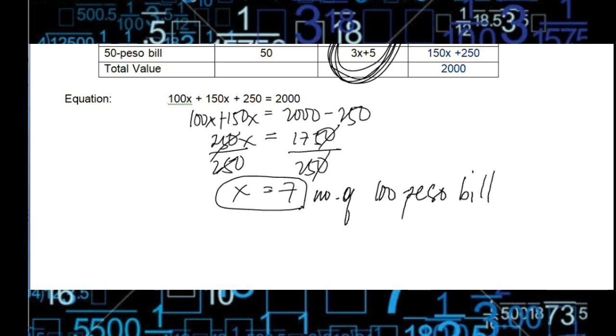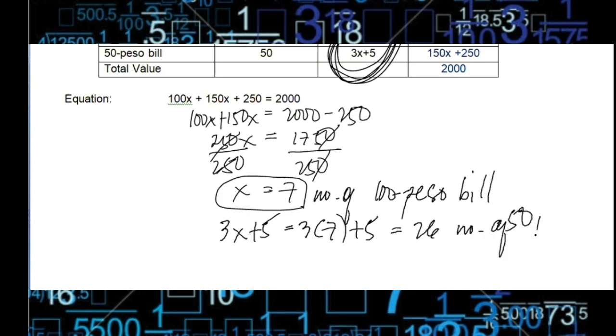How about yung ating 50 peso bill? Anong formula? 3x plus 5. Replace x by 7. So, 3 times 7 plus 5 is equal to 3 times 7, 21. 21 plus 5, 26. So, ito naman yung number of 50 peso bill. Ayan. So, final answer. Yung isa 7, yung isa 26.